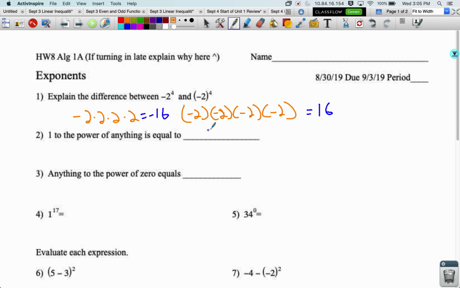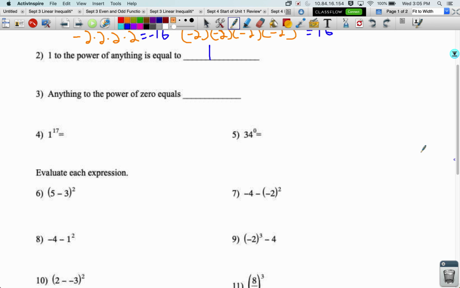1 to the power of anything is equal to 1, because you just keep multiplying ones. It'll never change. It'll stay 1. Anything to the power of 0 equals 1 as well. This is just sort of a rule of math. It makes the patterns in exponents work much better. So 1 to the power of 17, that's 1. 34 to the power of 0, also 1.